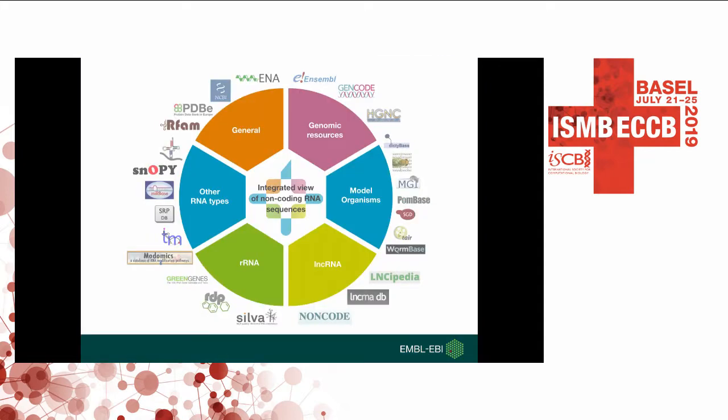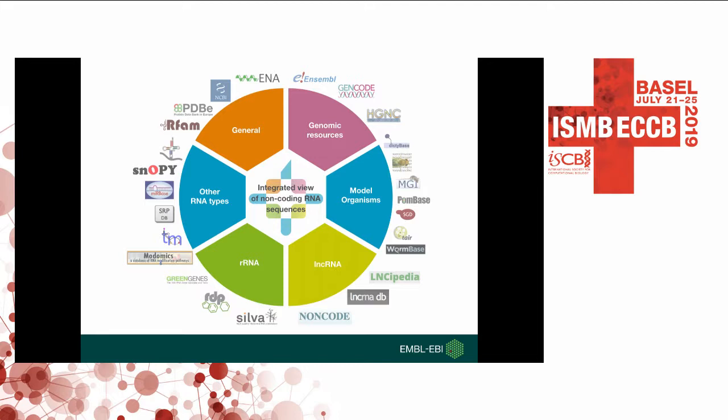So what is RNAcentral? We are a database that collects all non-coding RNA sequences of all biotypes from all organisms, and provides a single integrated view of them. Currently we have over 30 different databases. They span all sorts of things like genomic resources, things you may have heard of like Ensembl and HGNC, other model organism-specific databases like FlyBase and WormBase, and lncRNA databases. Most recently, we've added LncBook. This figure is slightly out of date.